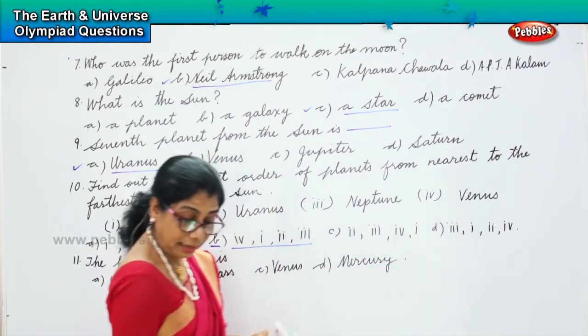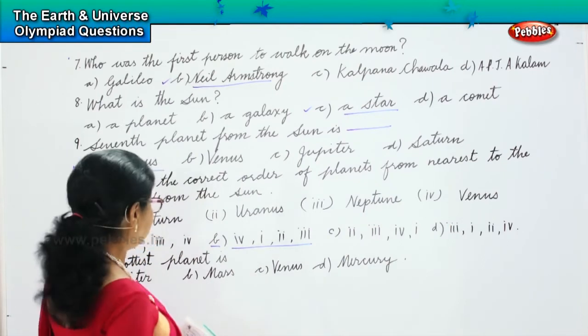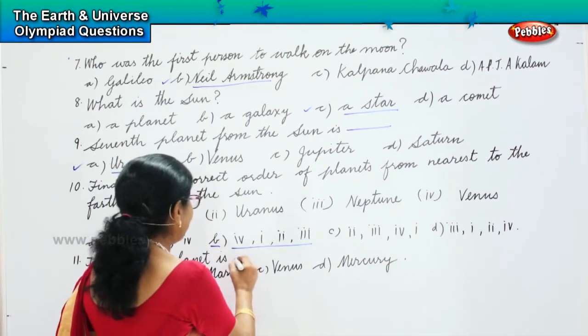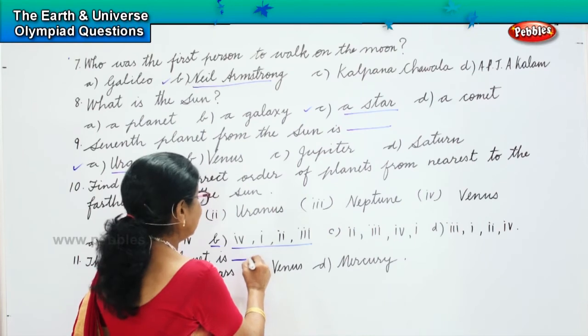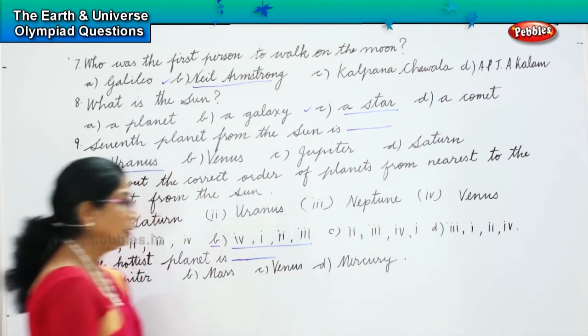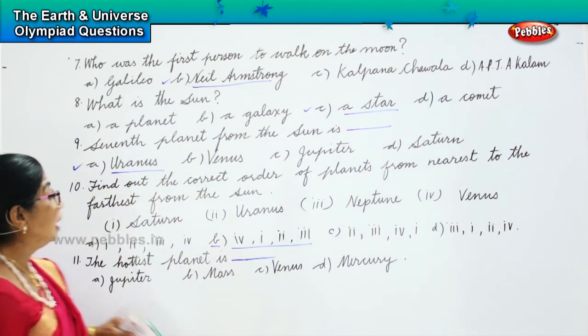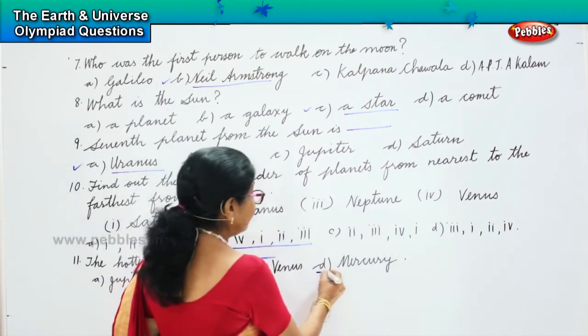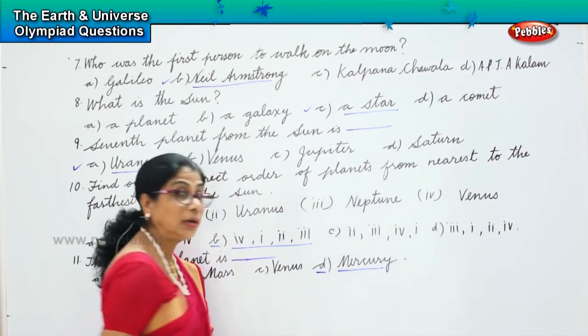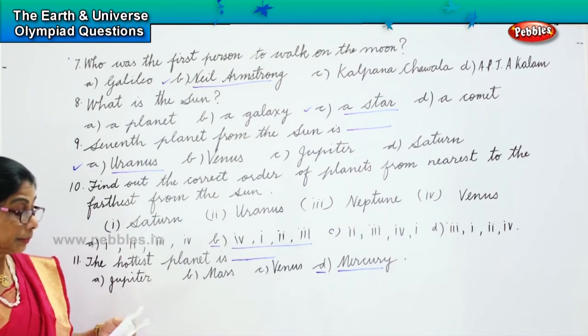Now the question asked is, find out the hottest planet, and our answer is option D, Mercury is the hottest planet.